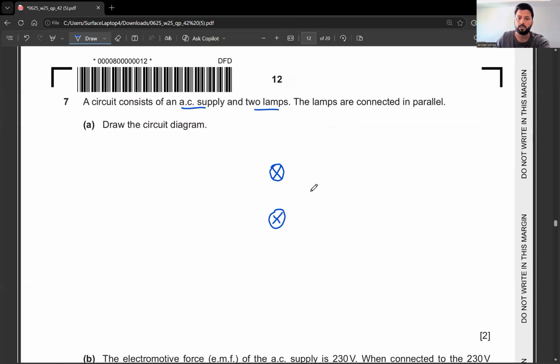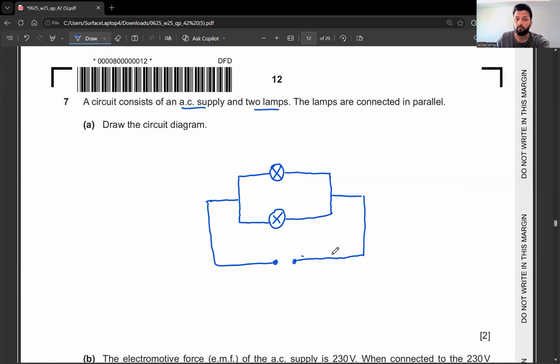So you will draw up and down. You will join through the wires. I'm joining through the wires. And I will take the common point. That's why this is a parallel circuit. The current is divided into two or more parts. And you will not draw the cells, you will draw the AC supply. So you can draw like this. Okay, so this is lamp 1 and this is lamp 2. This is AC. So this is the complete circuit.